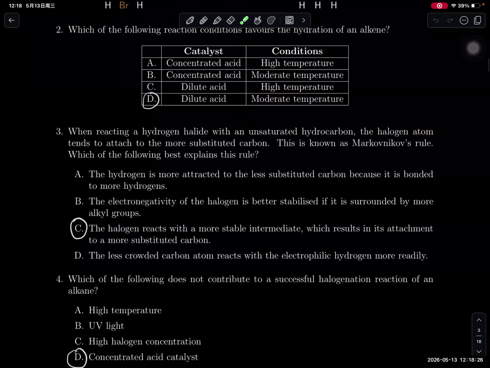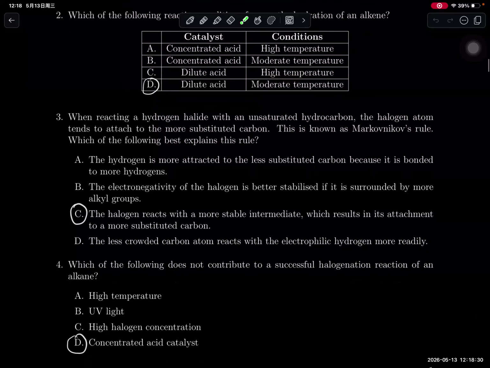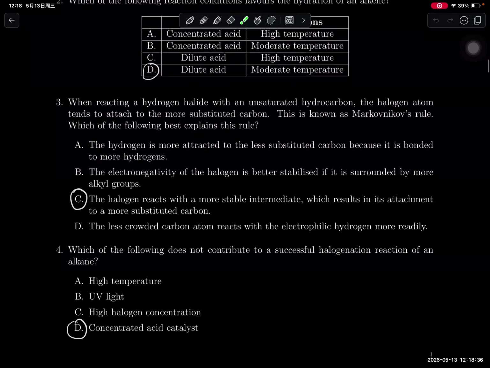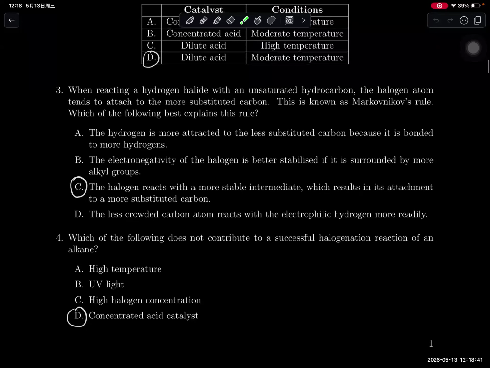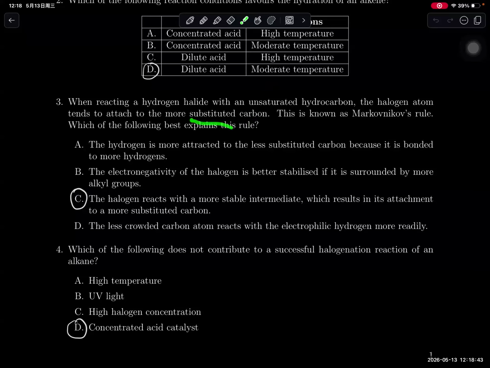Question 3. When reacting a hydrogen halide with an unsaturated hydrocarbon, the halogen atom tends to attach to the more substituted carbon. This is known as the Markovnikov rule, yeah? In class, we introduced a slightly different version of this definition. We were talking about how a polar functional group is more likely to be attached to a carbon with less hydrogen initially attached onto that carbon, okay?